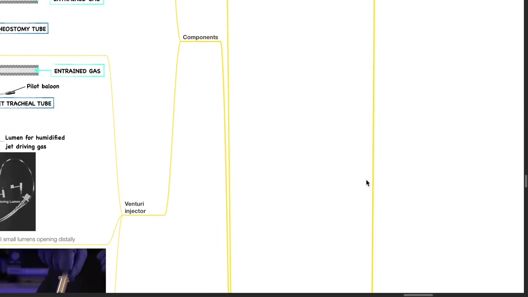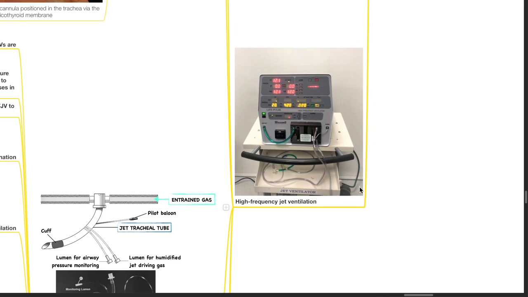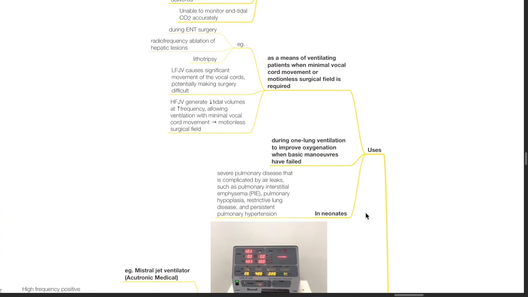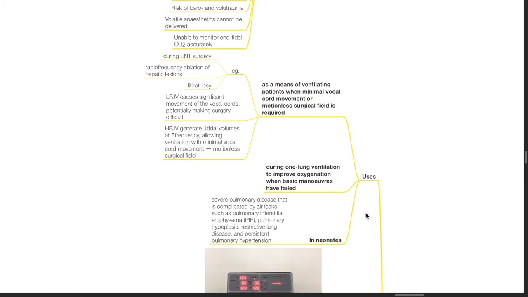Next, we move on to high-frequency jet ventilation. It is used as a means of ventilating patients when minimal vocal cord movement or motionless surgical field is required, for example during ENT surgery, during radiofrequency ablation of hepatic lesions, and during lithotripsy. Low-frequency jet ventilation causes significant movement of the vocal cords, potentially making surgery difficult.